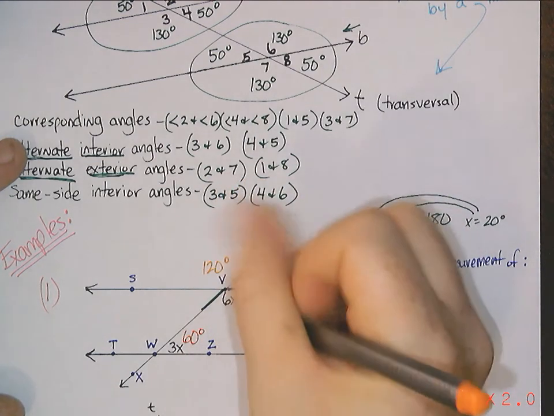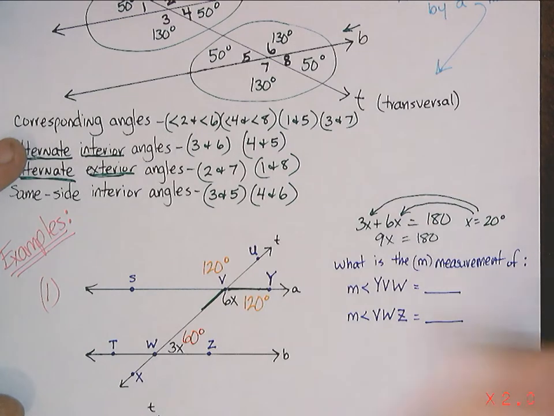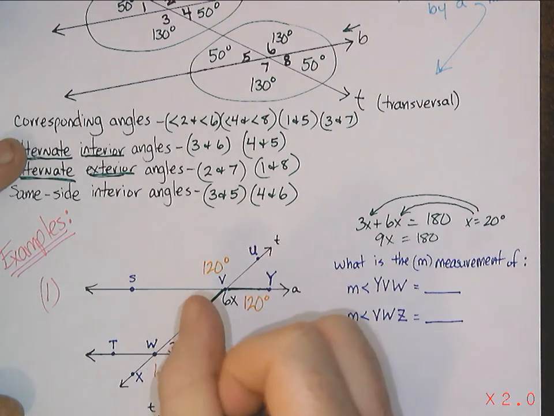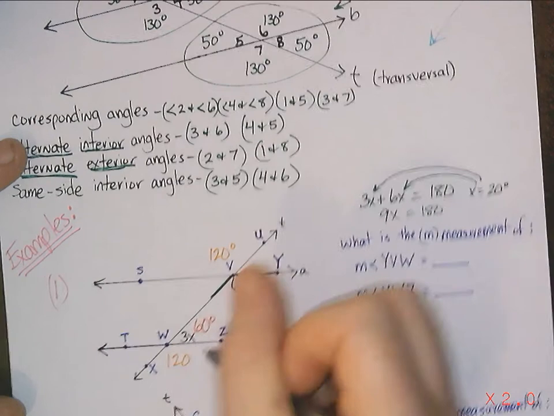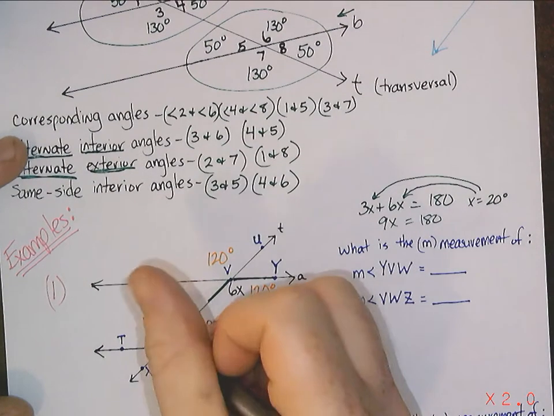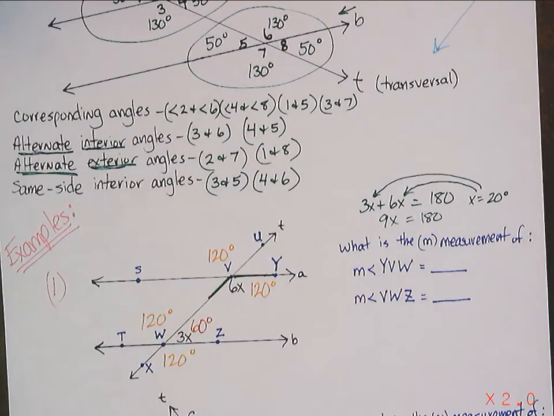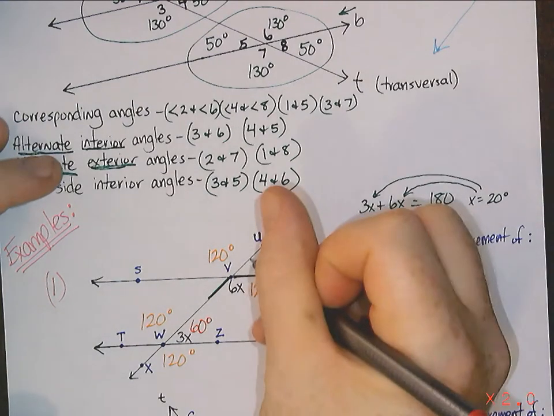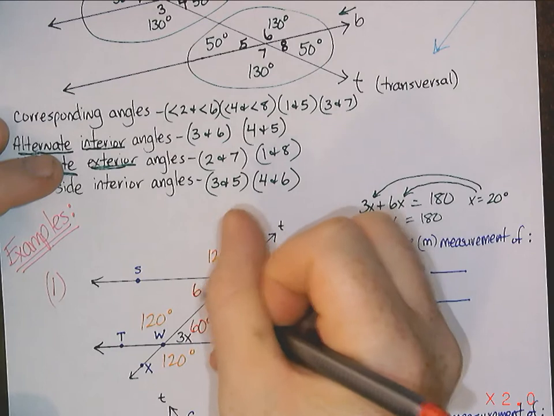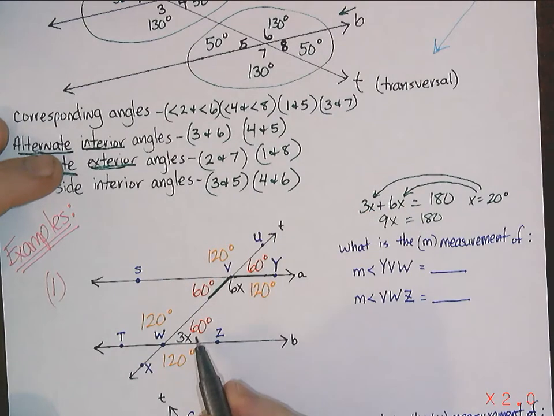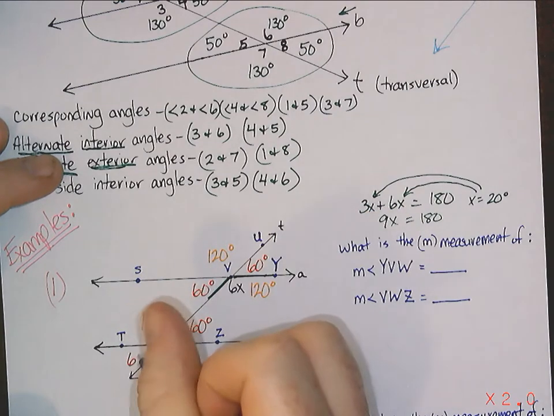Okay? These are what we call vertical angles. If that's 120, this is 120 because these are corresponding angles. Vertical angles again. Right? Then everything else has to be 60 degrees. So that means this is 60 degrees, this is 60 degrees, that's 60 degrees, this is 60 degrees.